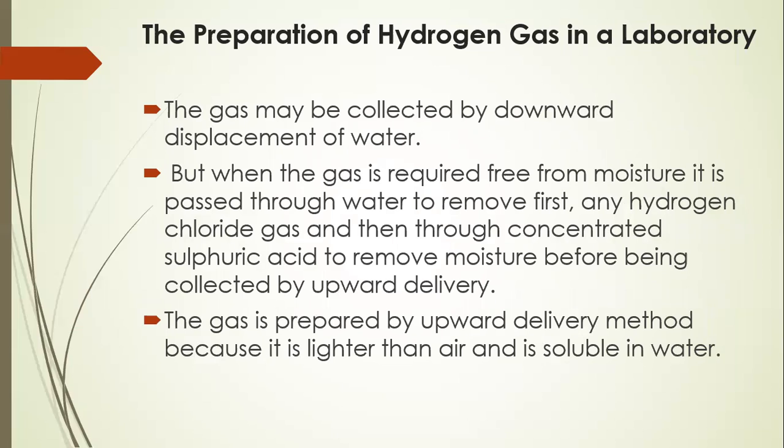Now, the gas is collected mainly by downward displacement of water, but when the gas is required free from moisture, it is passed through water first to remove any hydrogen chloride gas, and then through concentrated sulfuric acid to remove moisture before being collected by upward delivery. The gas is collected by the upward delivery method because it is lighter than air and is insoluble in water.